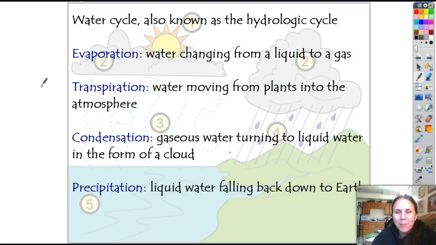The next thing that's going to happen is transpiration. Trans means across, and then spiration has to do with the water moving across a plant. And what I mean by across is through it. So transpiration is water that gets sucked up by plant roots, and then it actually comes out of the little holes underneath the leaves called stomata.